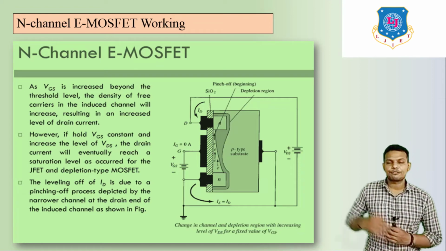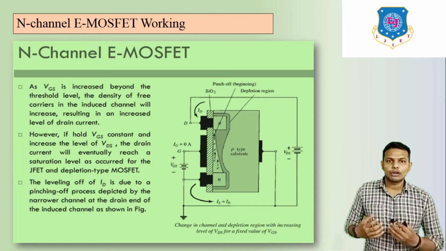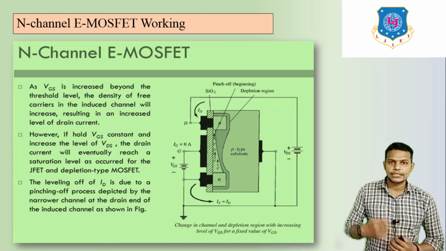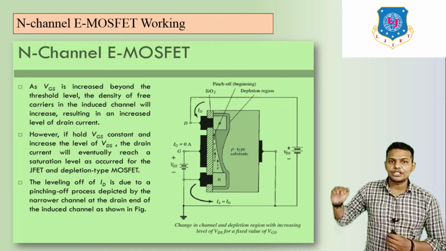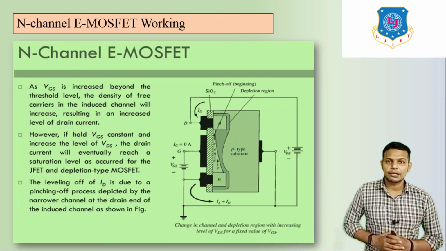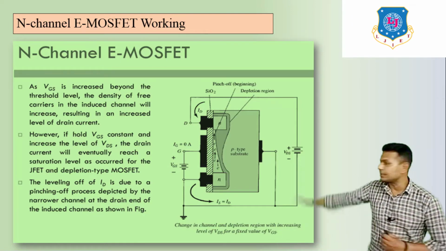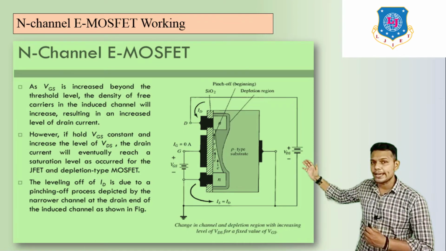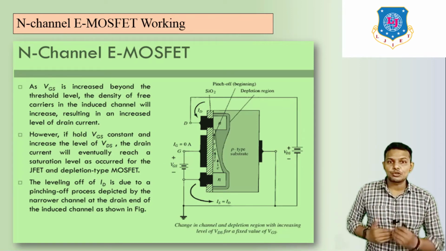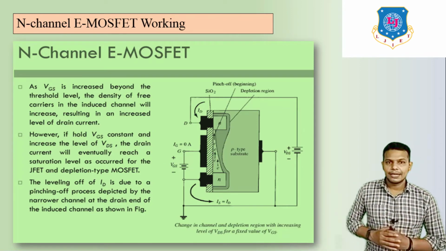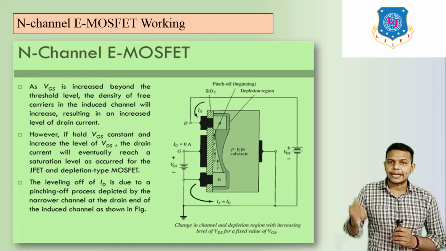As we discussed earlier, if there is a channel and we increase more and more positive voltage, more electrons can be attracted. Due to this, the drain current flows higher. However, if we hold VGS constant, now this is case number 3. If we hold VGS constant and increase the level of VDS, the drain current will eventually reach a saturation level, as occurred for the JFET and depletion type MOSFET.